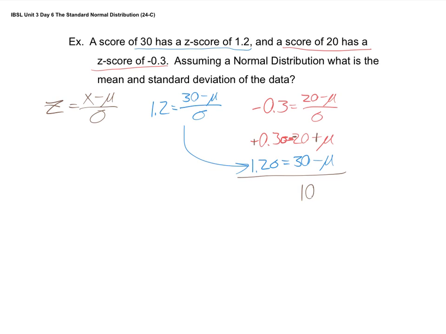So now I have that 10 equals 1.5 sigma. Wait, we multiply the first one by a negative? Yeah, negative 1. However you like to solve your system of equations, just go for it. But now 10 divided by 1.5 is the same as 100 divided by 15, which would be 6 and 2/3.